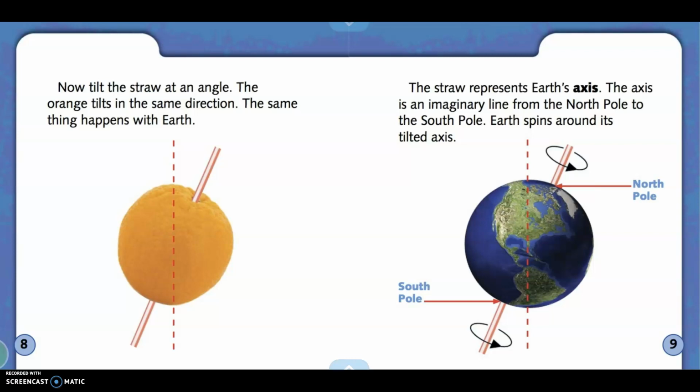The straw represents Earth's axis. The axis is an imaginary line from the North Pole to the South Pole. Earth spins around its tilted axis. North Pole, South Pole.